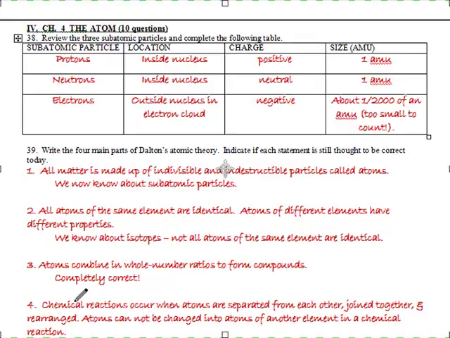Number 3, he was dead on here. Atoms combine in whole number ratios to form compounds. We've looked at how compounds are formed, how bonds are formed, and we know that you always use whole numbers. You're never going to have a half of a hydrogen bonding with 3/4 of an oxygen atom. It's always going to be in whole number ratios. And finally, chemical reactions occur when atoms are separated from each other, joined, and rearranged. Atoms cannot be changed into atoms of another element in a chemical reaction.